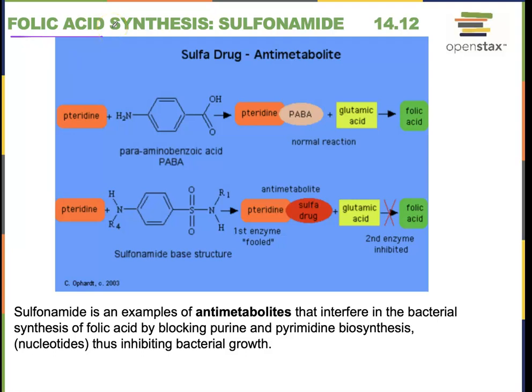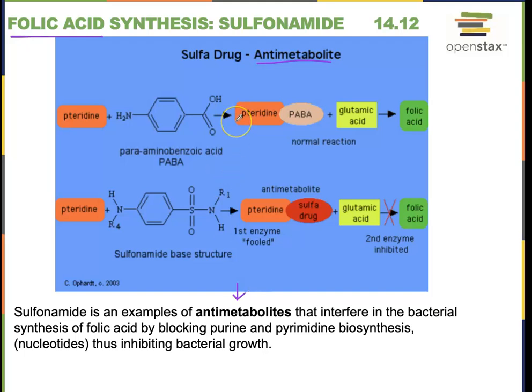We do not make folic acid. Folic acid is something that we need to get from our food in our diet. So we don't have this pathway. We don't have this folic acid creating pathway. The sulfa drug is called an anti-metabolite. You see that word bolded here. It stops the process of making folic acid, which stops bacteria from growing.